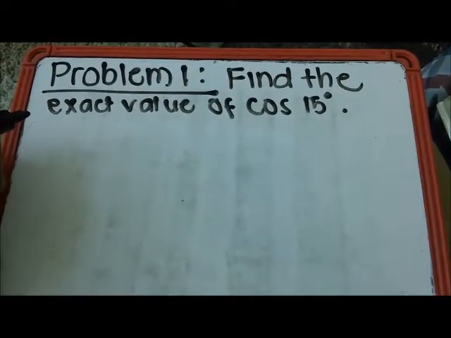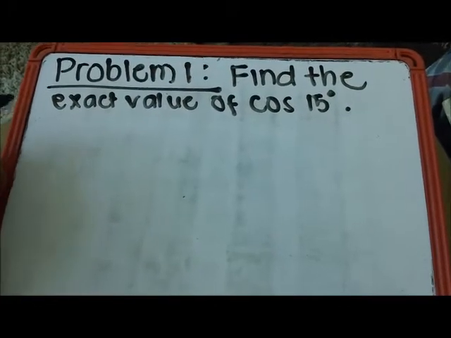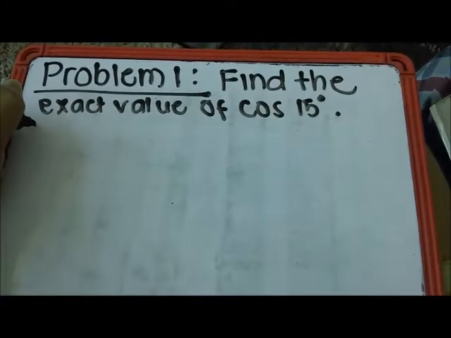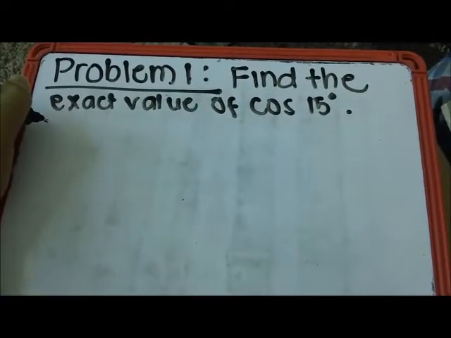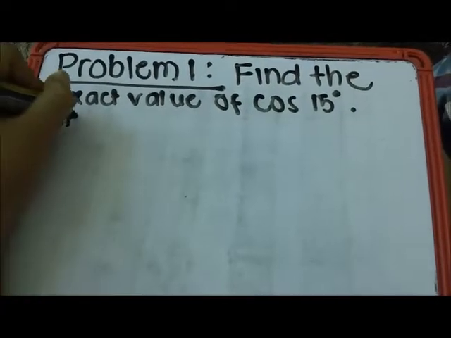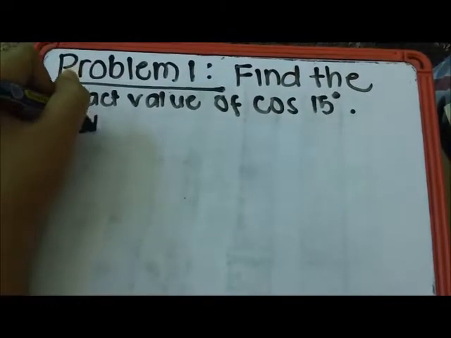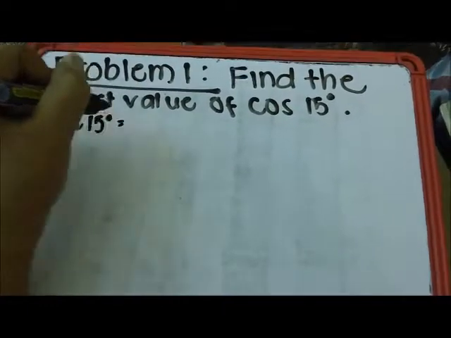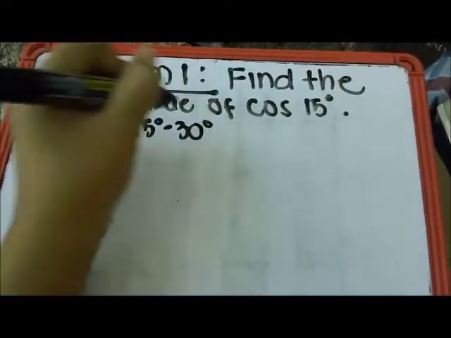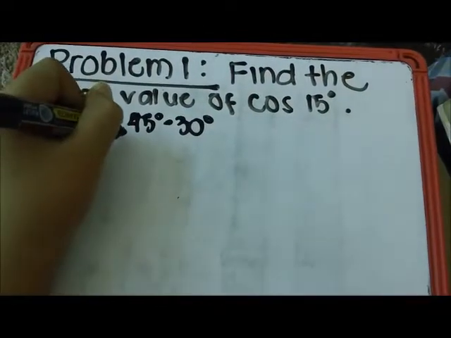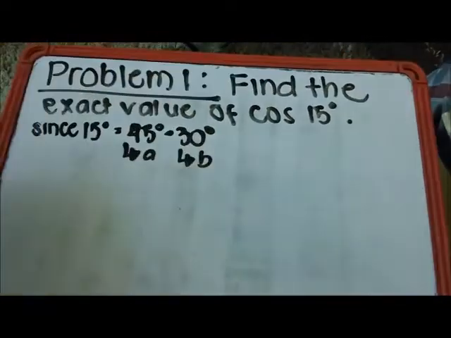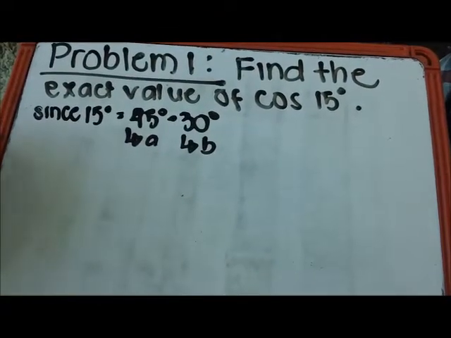So today, our first problem is finding the exact value of cosine 15 degrees. We have to find two special angles whose sum or difference is 15 degrees. In this problem, we're going to use 45 degrees and 30 degrees. Since 15 degrees is equal to 45 degrees minus 30 degrees, we can assign the value of A to 45 degrees and B to 30 degrees.